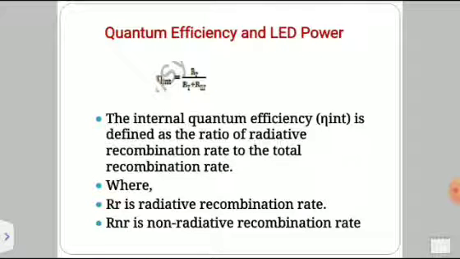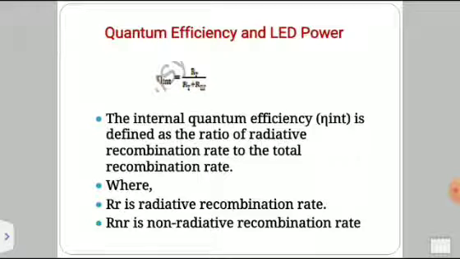Now, one more very important topic that I would like to highlight, that is quantum efficiency and LED power. Every device has a certain efficiency. We see the device is efficient when it is producing the highest output power. Here we compare output power with input power applied. Output power is nothing but photons which are liberated or generated, and input power is the electron hole recombination which is taking place.